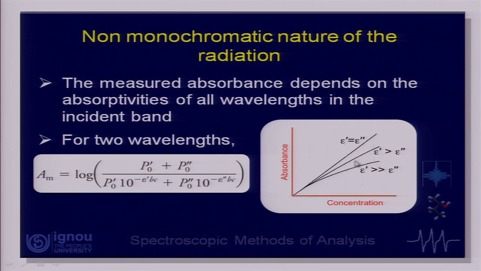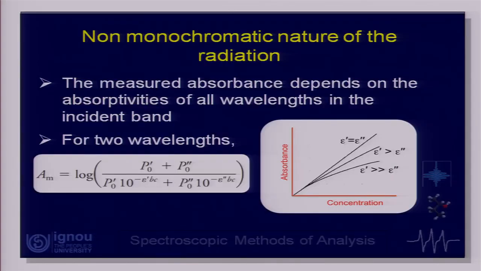And if this epsilon prime happens to be far greater than epsilon double prime, in that case I will find a still larger deviation. So, this deviation is coming because the radiation which is passing through has different components, and each component has a different value of absorptivity.